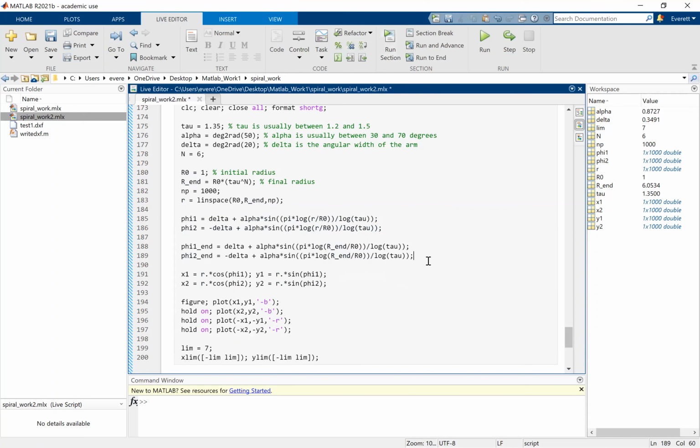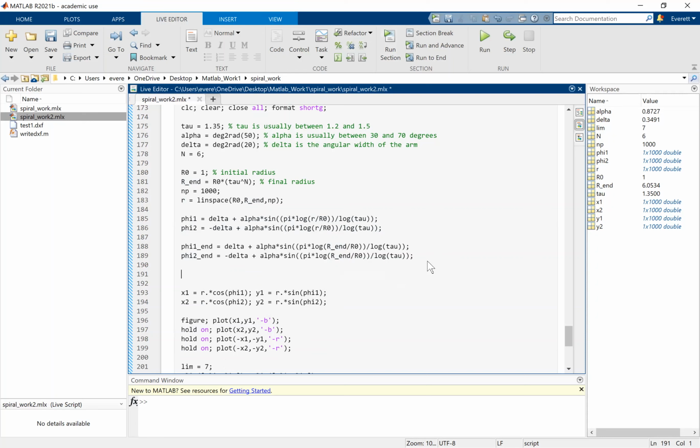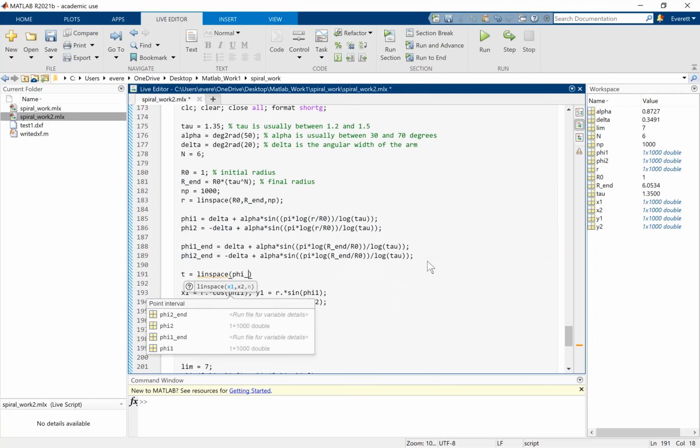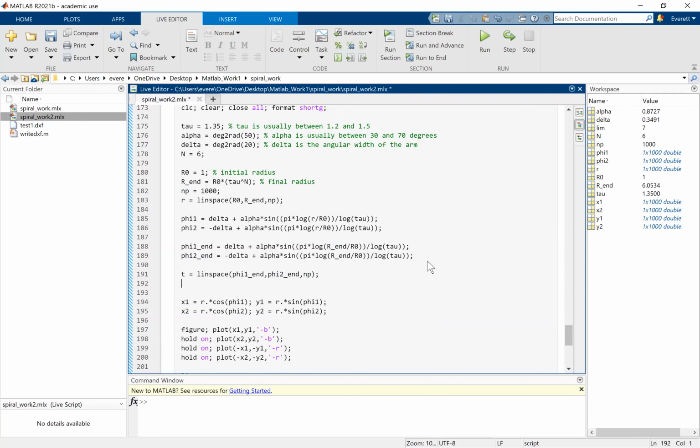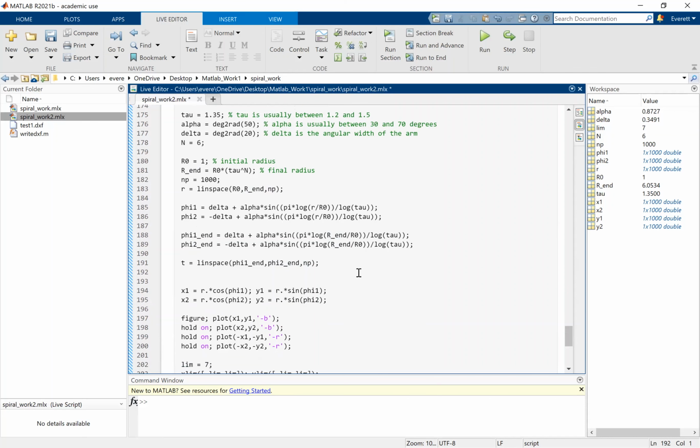So if we found where the angles end, let's make a vector with those. We'll just call this t for now. t is linspace of phi1_n, phi2_n, and then let's just use np again. And then we could just use the equation for a circle. Let's just call this OB for outer bound.